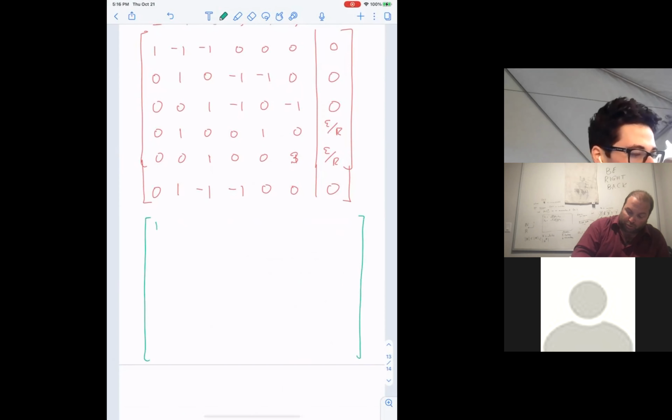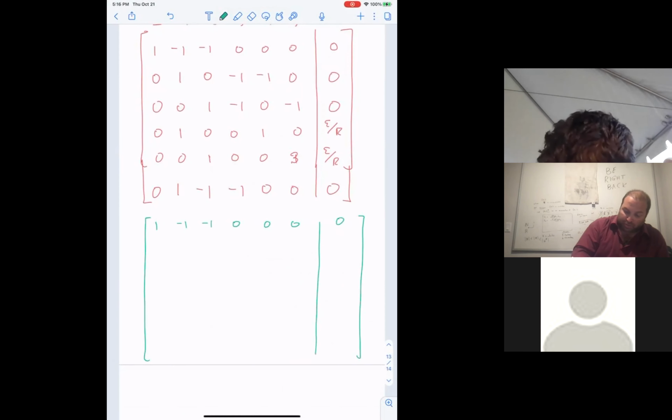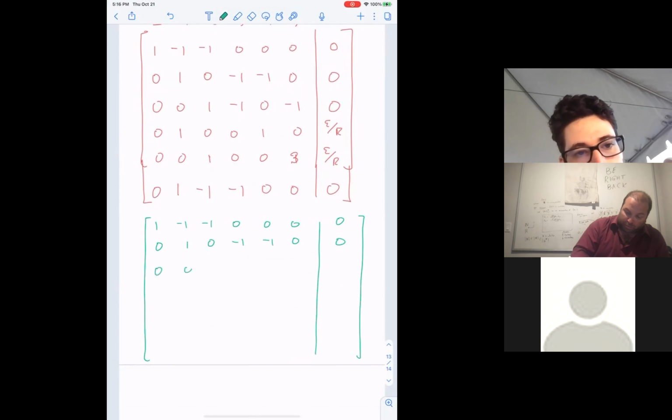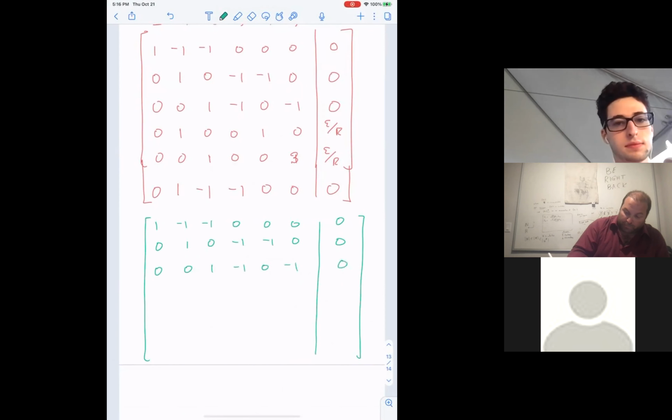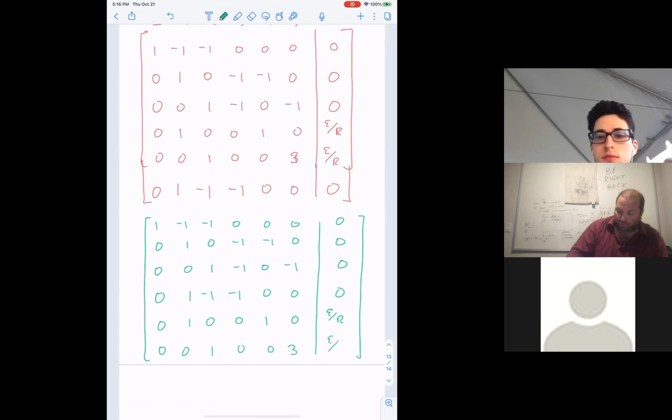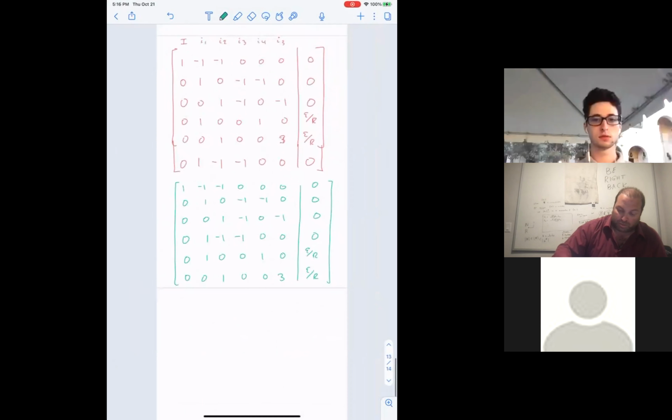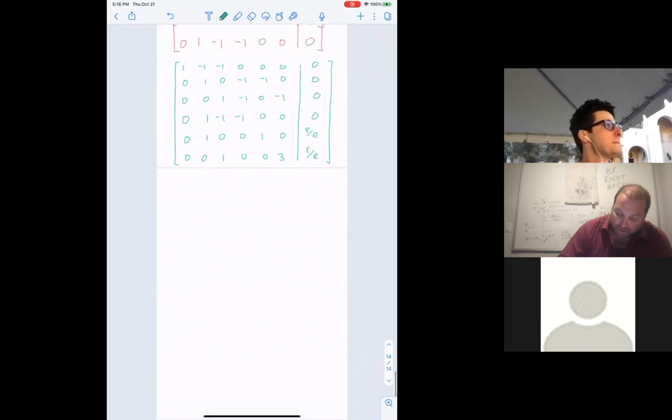So the top row is 1, -1, -1, 0, 0, 0, 0. Second row, I'm okay with. Third row, I'm okay with. I'm going to put the last row next. And then 0, 1, 0, 0, 1, 0, E over R, 0, 0, 1, 0, 0, 3, E over R. Okay, so this is my pivot for the first column. Everything else is 0, which is wonderful.